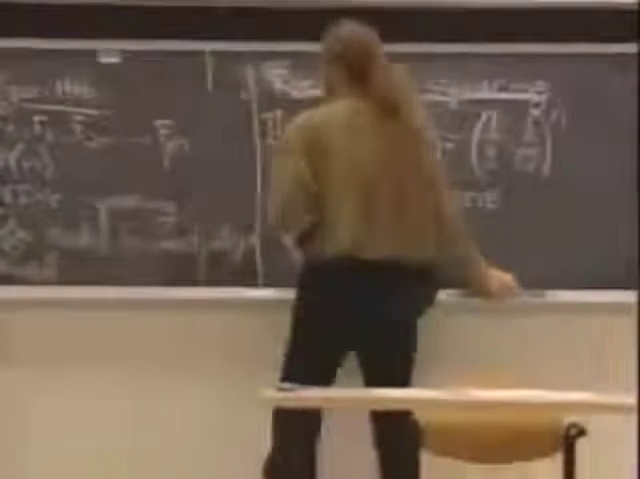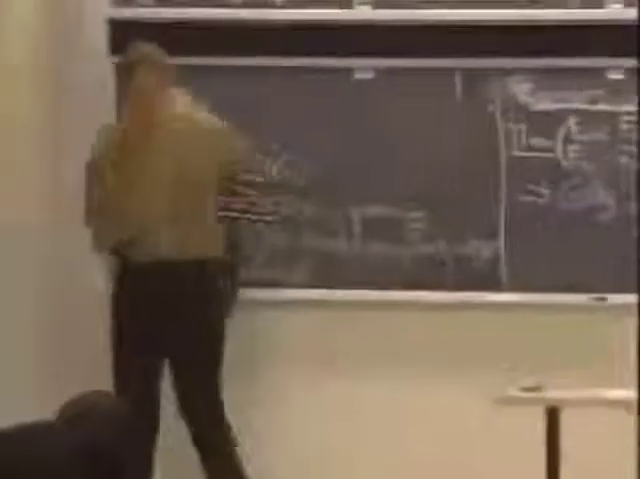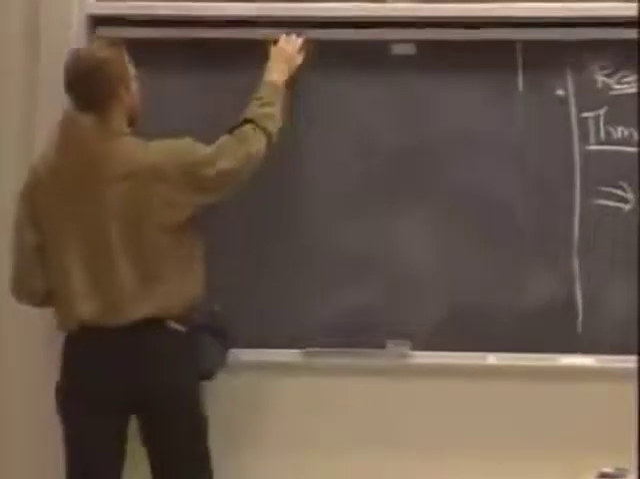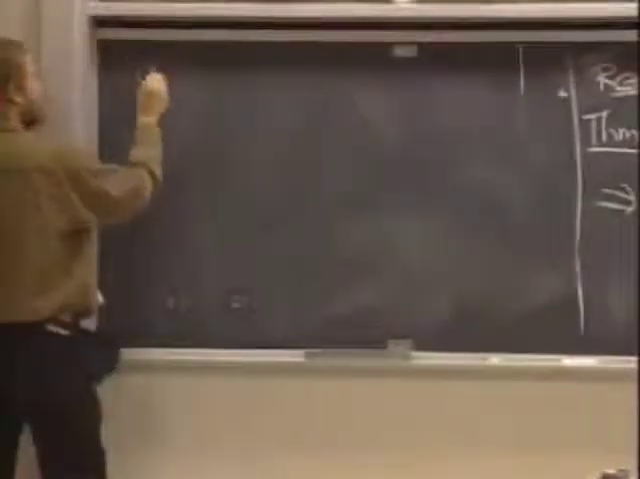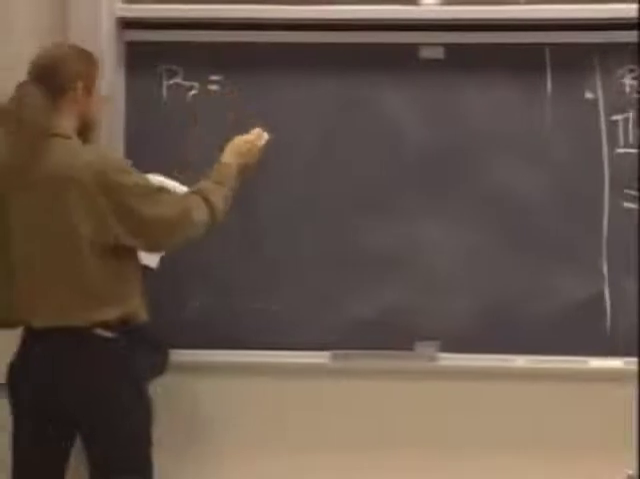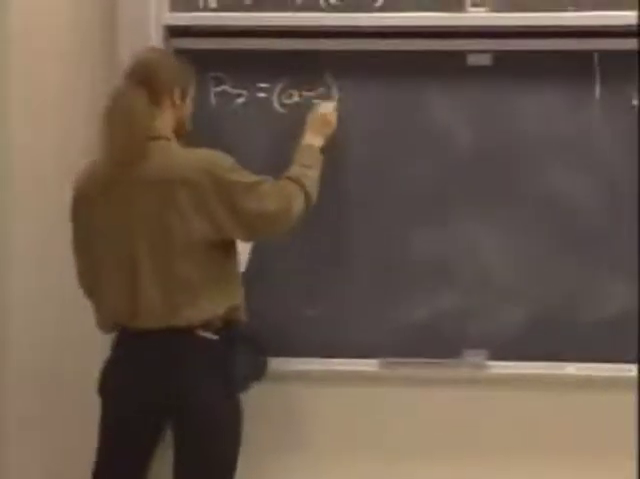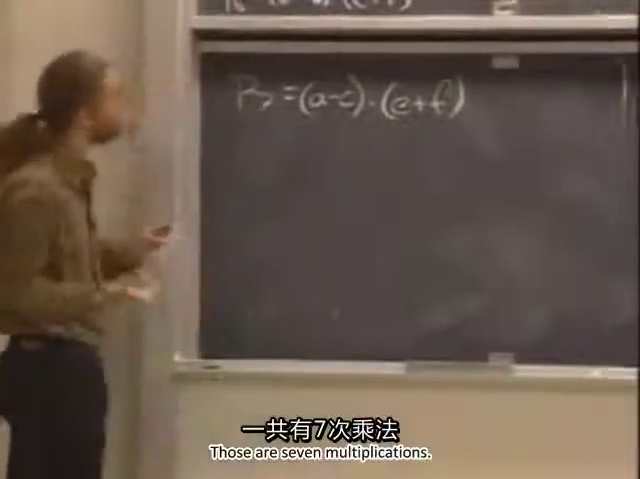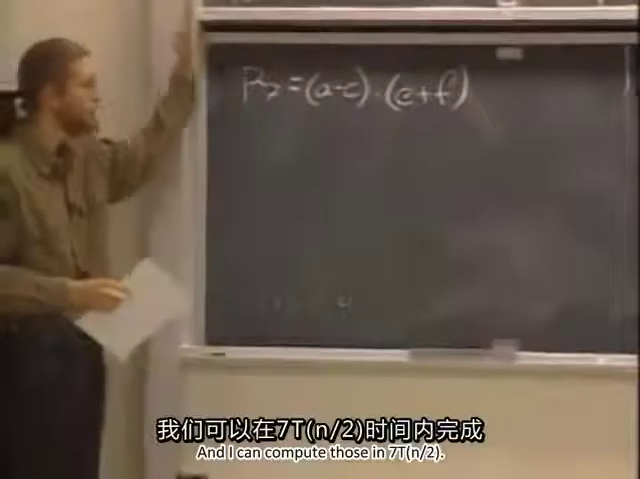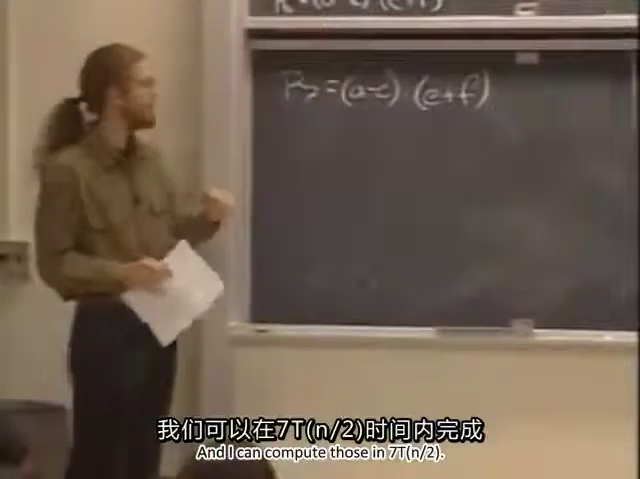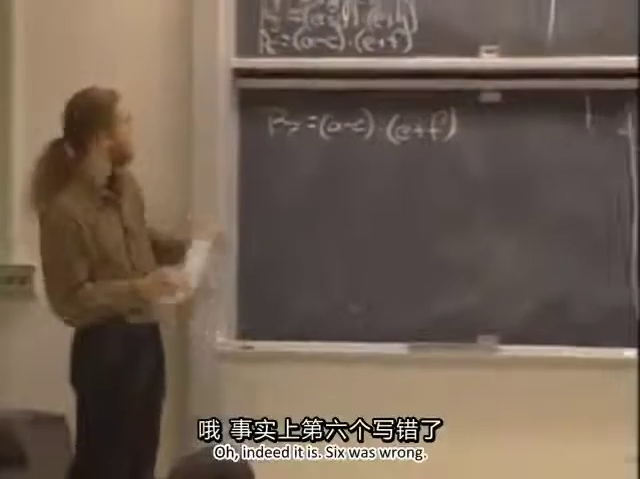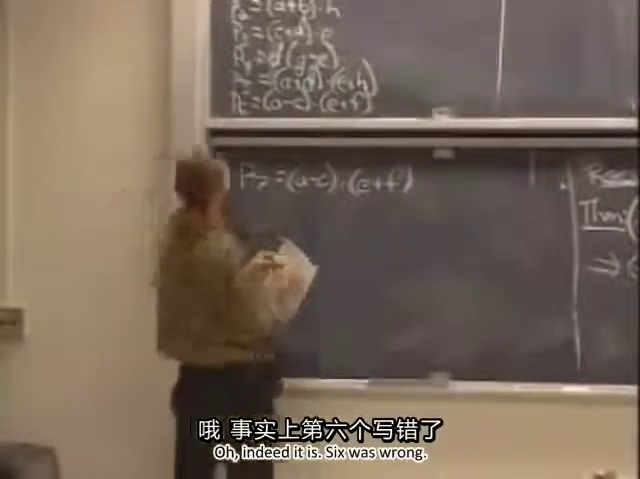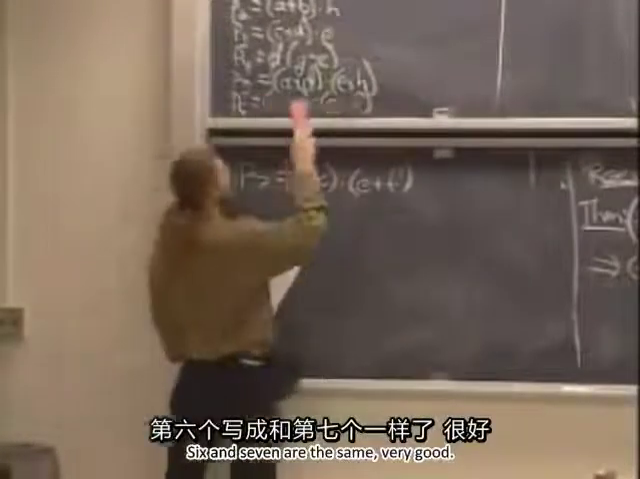It's the seventh one, actually. So those are 7 multiplications, and I can compute those in 7 times t of n over 2. Oh. Indeed it is. So 6 was wrong. 6 and 7 are the same.